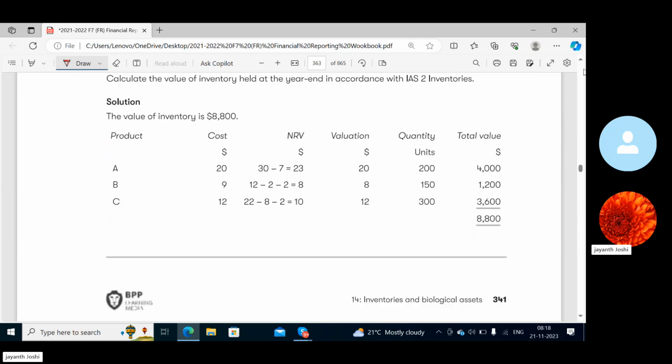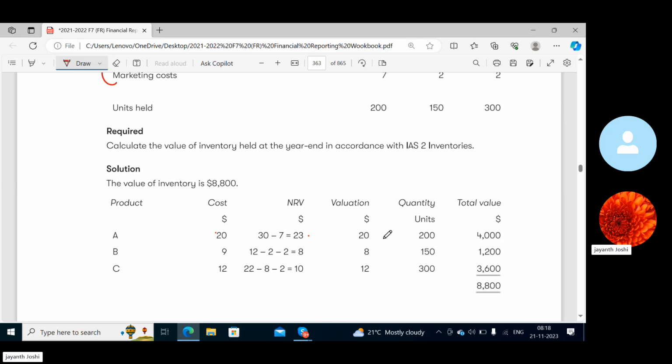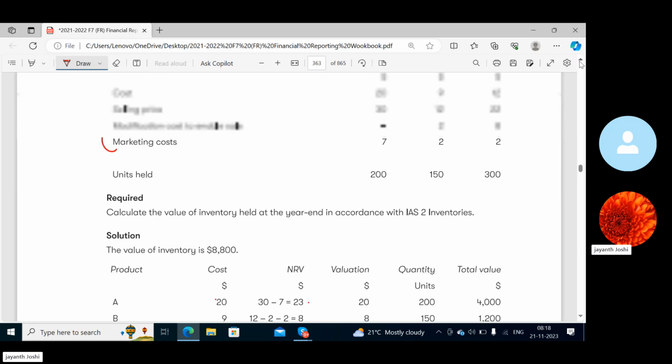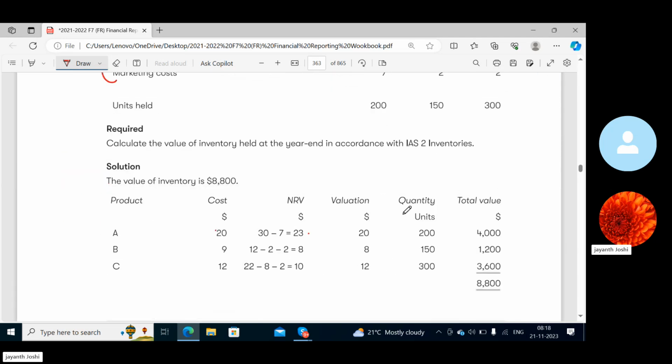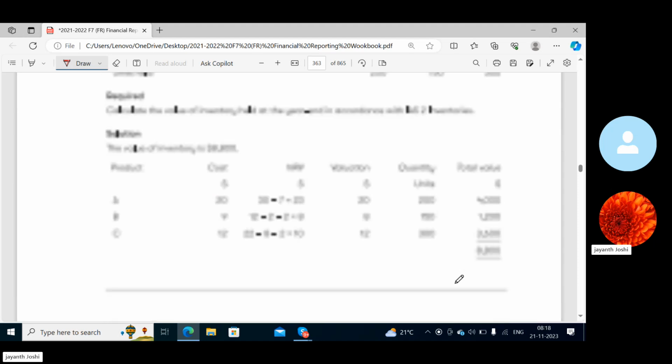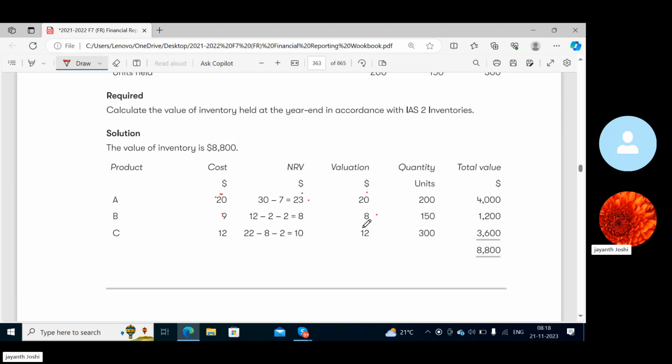So they have done that. They have taken the cost. They have done the NRV. They have the number of units as well. Units held, and the cost is given to you, right? So what is the rule here? Lower of cost or NRV. So 2320 is less, right? Taken here from 9 and 8, 12 and 10. Lower of cost and NRV, here 10 should be taken.